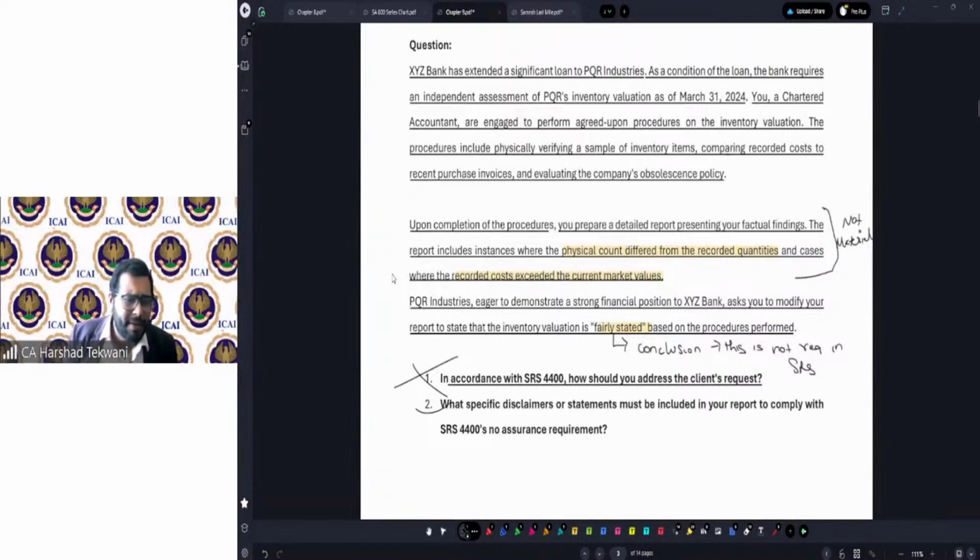The second part is similar to what we have discussed till now. The specific disclaimers or statements must be included in your report to comply with the SRS 4400 no assurance requirement. So that we have already discussed. Any doubt till now? I hope it is clear till now. Manish, any doubt?